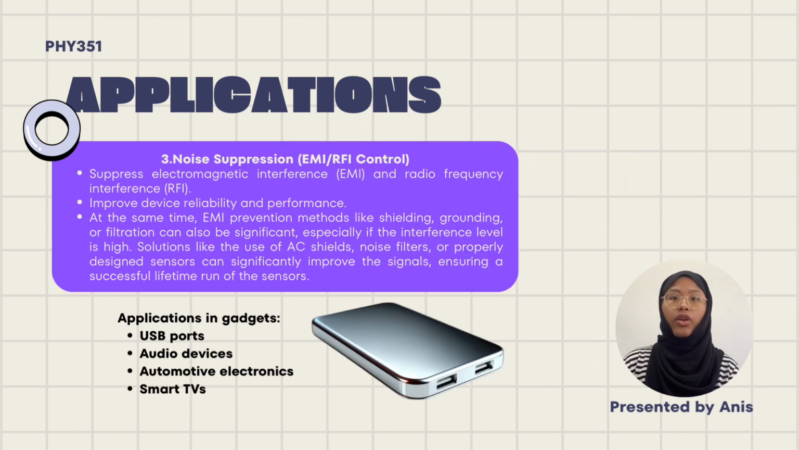Next, noise suppression is used to reduce electromagnetic interference and radio frequency interference that can disturb electronic signals. This unwanted noise can reduce device reliability and overall performance. In addition to basic methods such as shielding and grounding, advanced techniques like noise filters and AC shielding are used, especially in high interference environments. Proper noise suppression ensures a clean signal, improves system stability, and extends the operational lifetime of electronic sensors and devices.